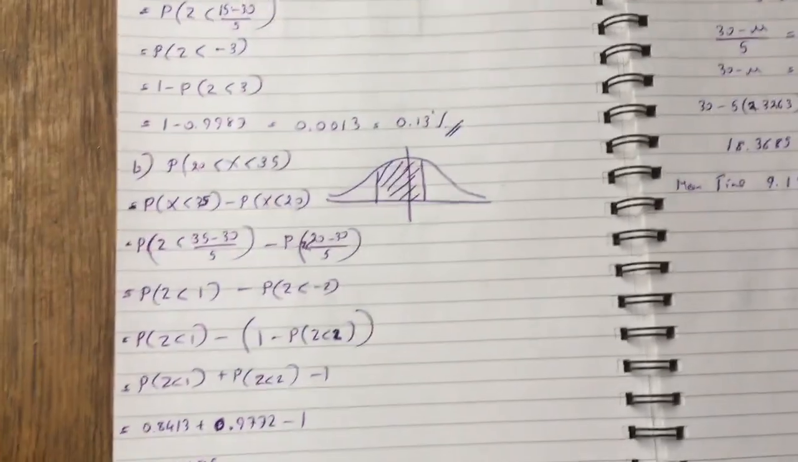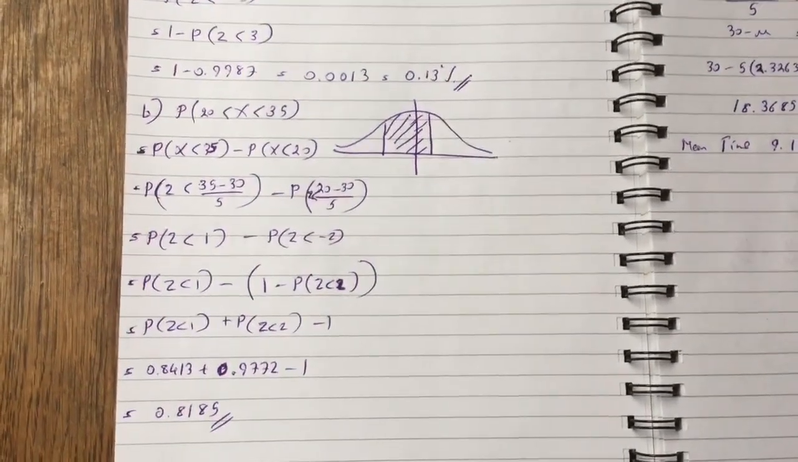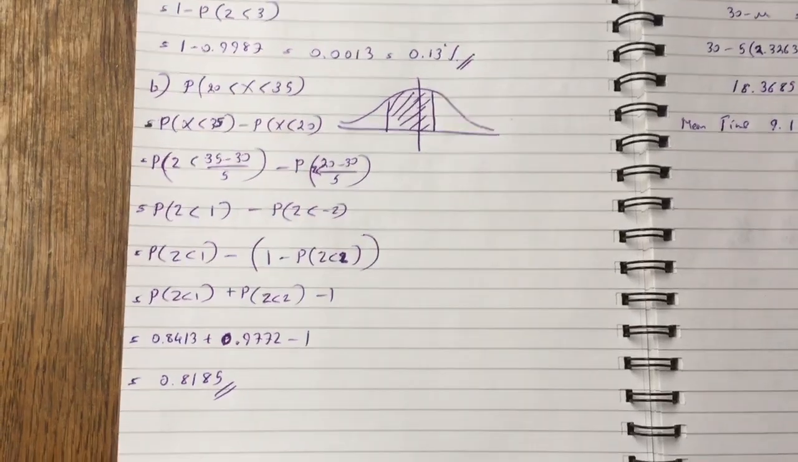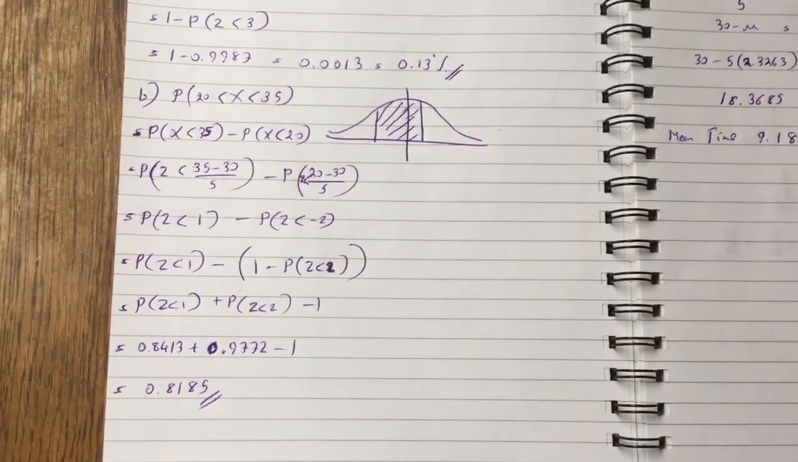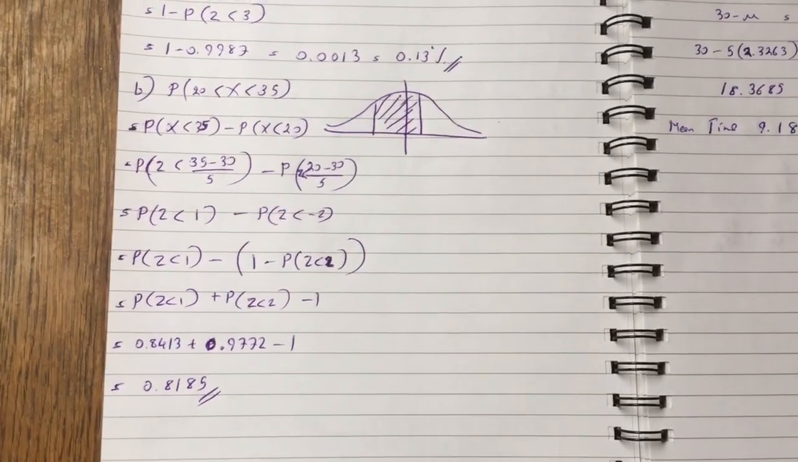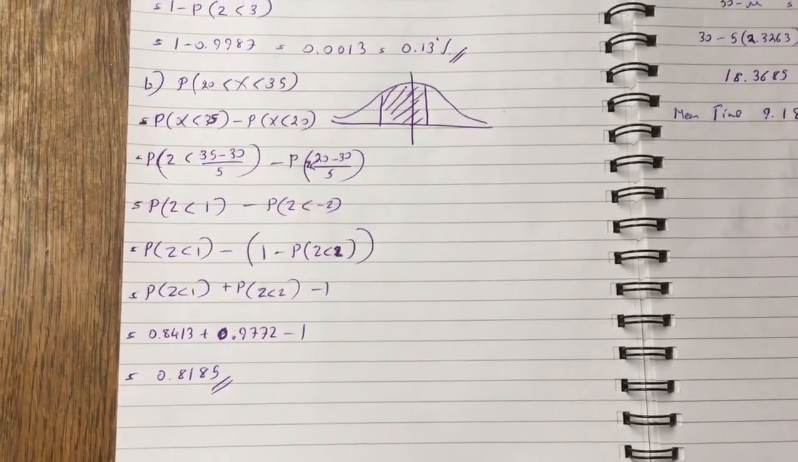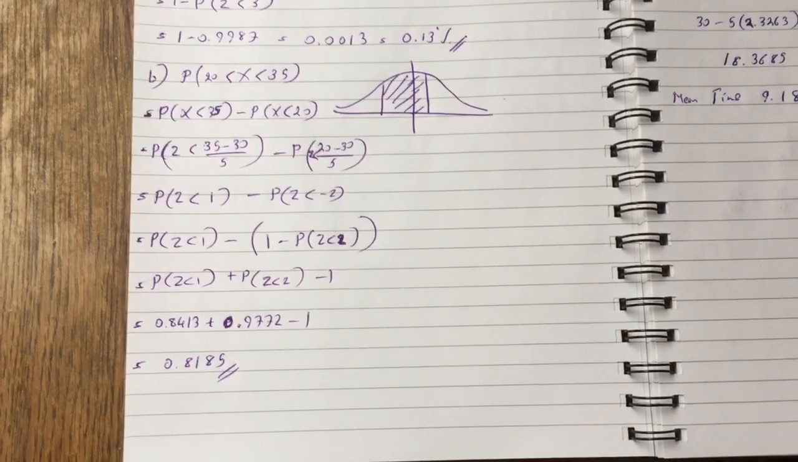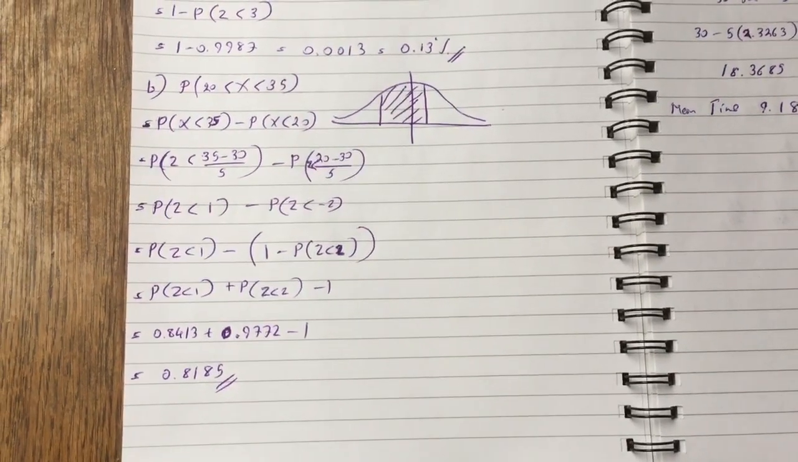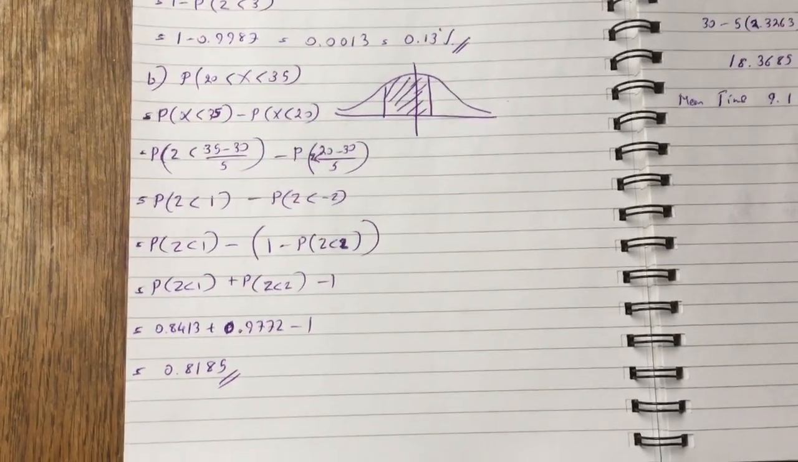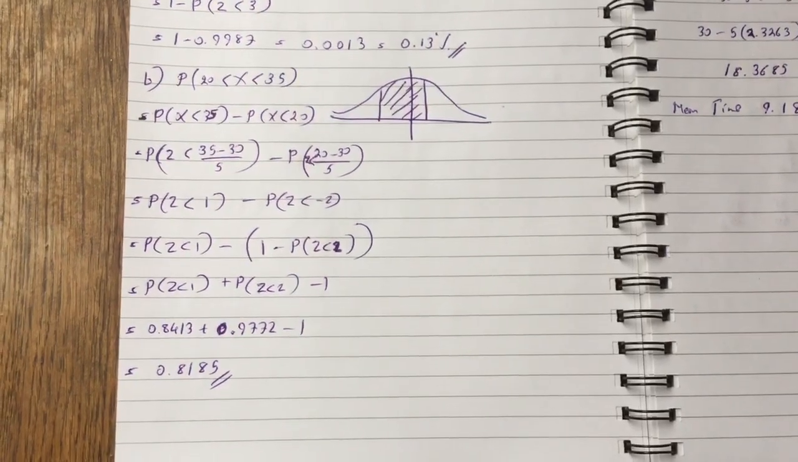Part B. The probability of x between 20 and 35 is the same as the probability of x less than 35 minus the probability of x less than 20. You use the same formulas and end up at the last stage, where it becomes the probability of z less than 1 plus the probability of z less than 2 minus 1, and that works out to be the answer, 0.8185.